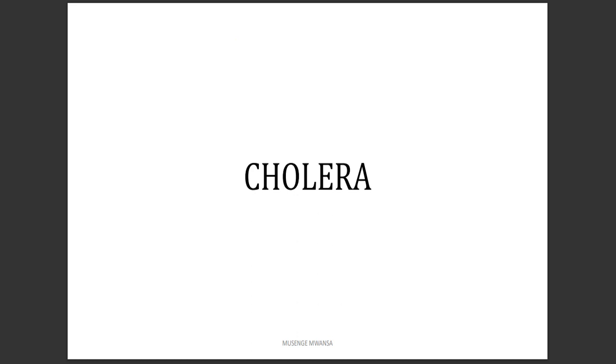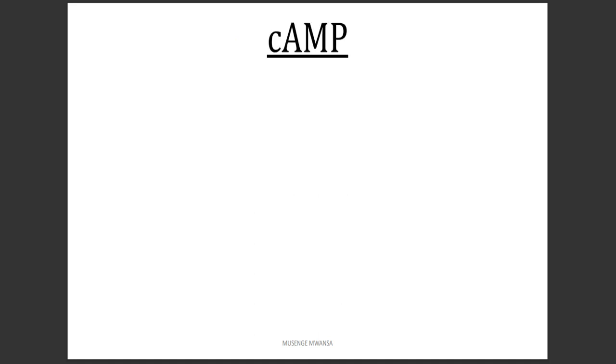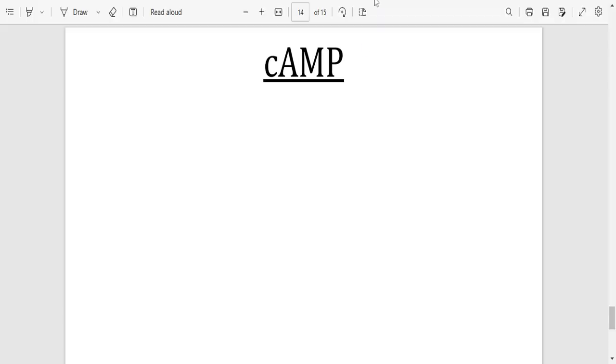Now, cholera is caused by what is called Vibrio cholerae. That is the causative agent for cholera. Now we have what we call cyclic adenosine monophosphate. What is the function of cyclic adenosine monophosphate? Let me first look at this structure. Cyclic adenosine monophosphate.